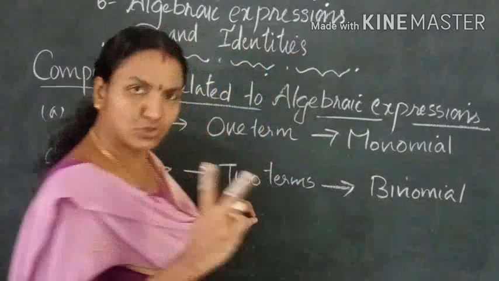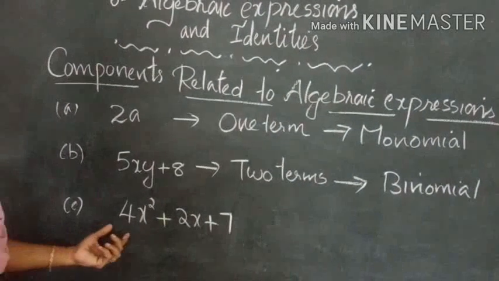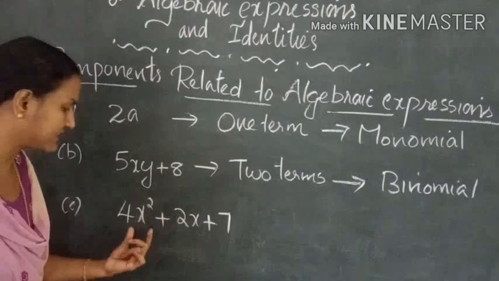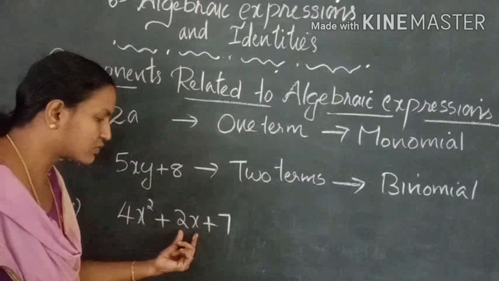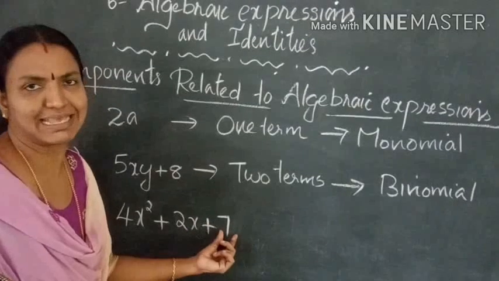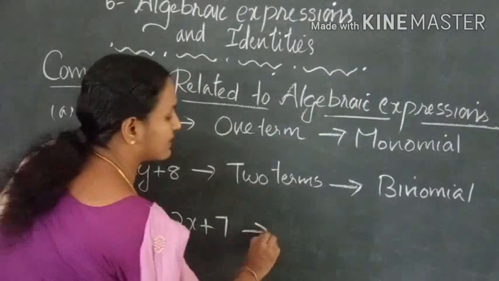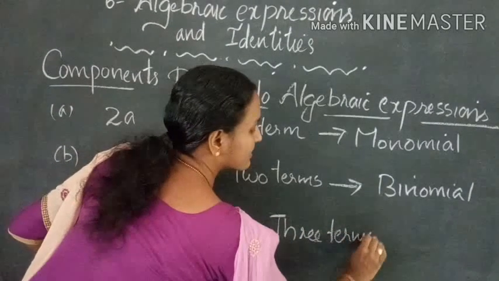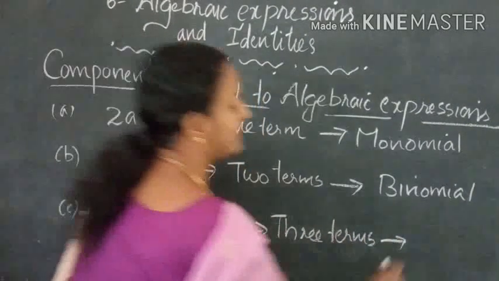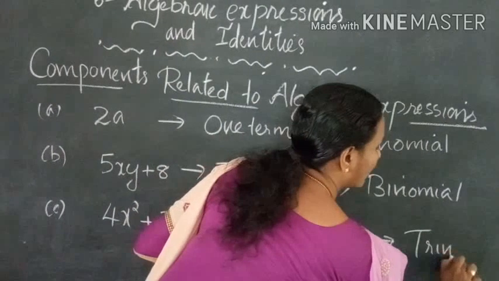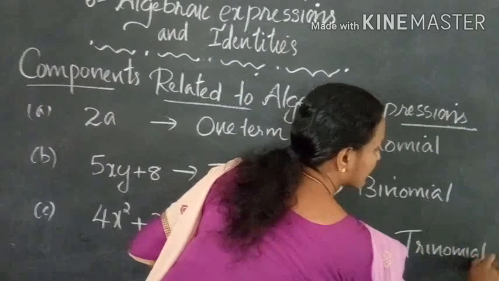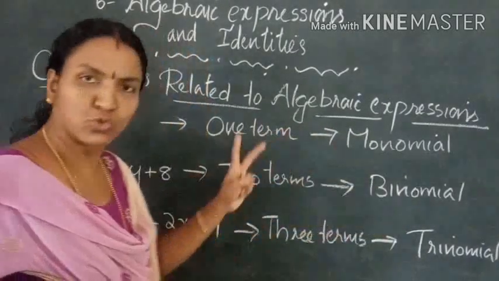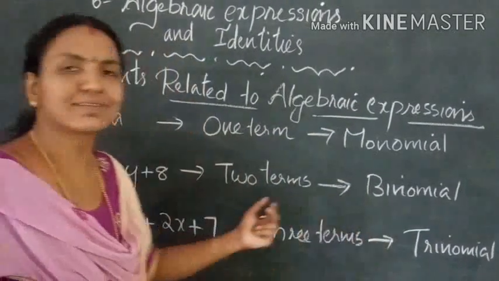Bi means 2. Then the third algebraic expression, 4x square plus 2x plus 7. The first term is 4x square, the second term is 2x and the third term is 7. So 3 terms, and it is said to be trinomial. So monomial means only one term, binomial means 2 terms, trinomial means 3 terms.